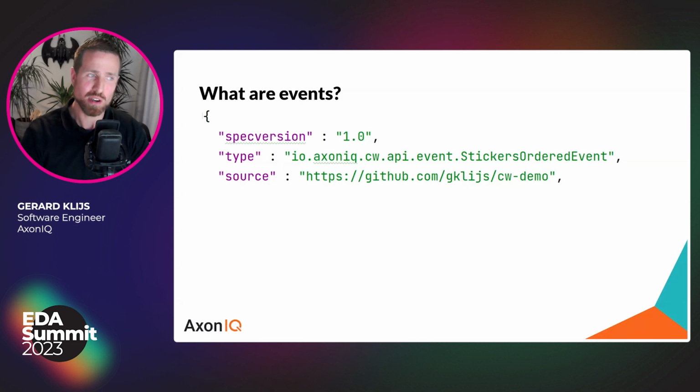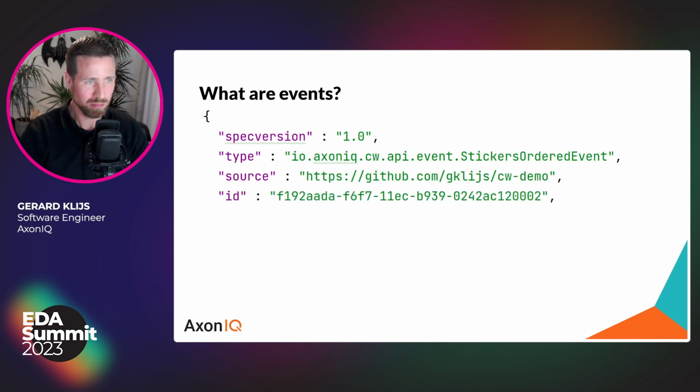Then it's easy if you can point to a source, which could be something like a GitHub repo, but it could also be something else, as long as you know there's some kind of way to get to the definition of that event. Then an ID, especially to deduplicate messages. It's always nice if they have a unique ID, because then just by that property, you can know if two events are really the same event, or are really different events that just happen to have the other properties in common.